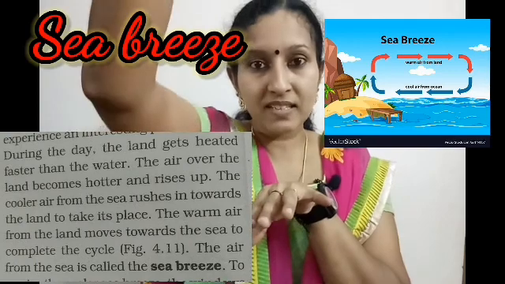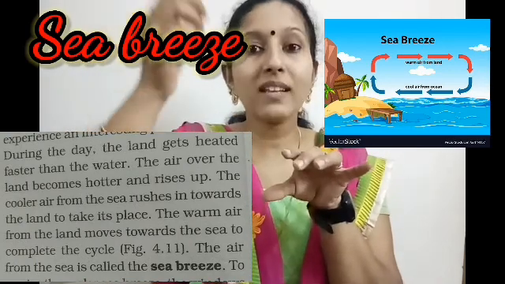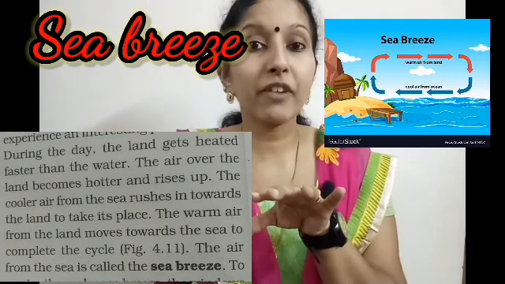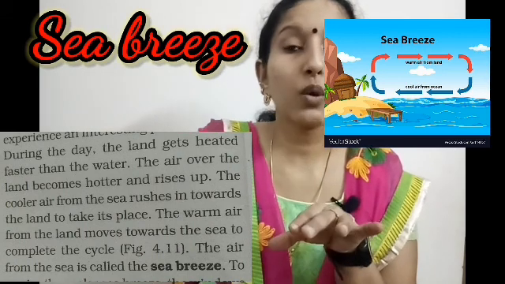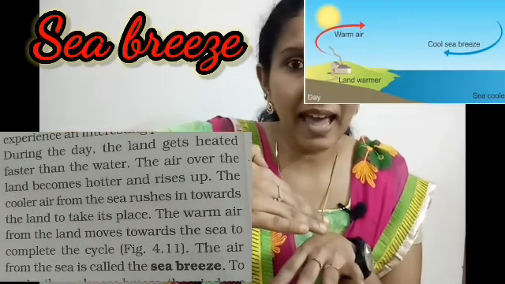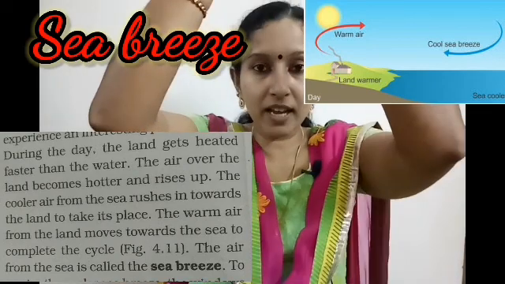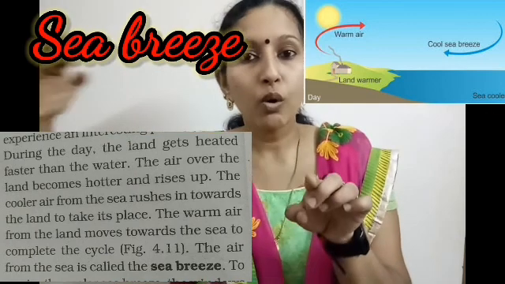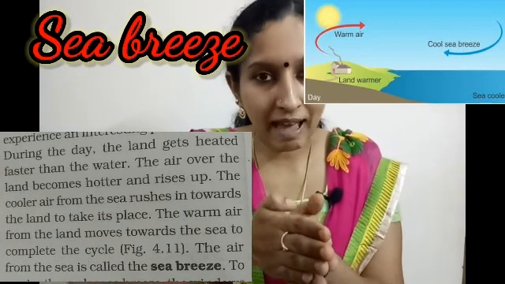Now hot air rises up, and this area is empty. At the same time, what is the condition of the sea? Sea water is cool, right? So the cool air from the sea rushes towards the land. Why? Because that space is empty now. Hot air rises up, so this area is free now. So to that space, cool air from the sea rushes towards the land.